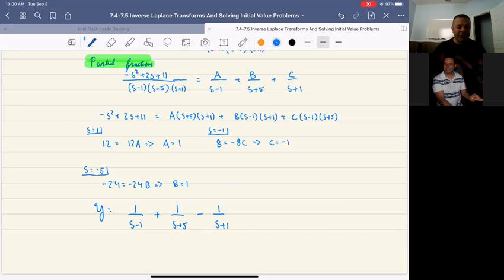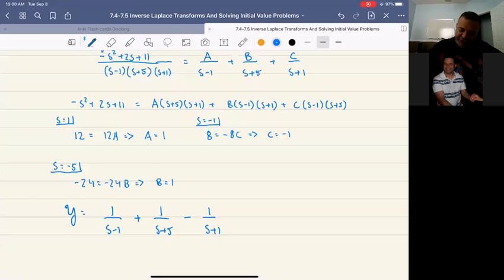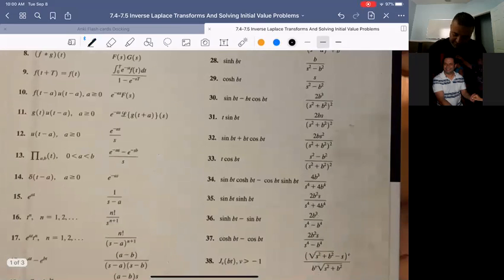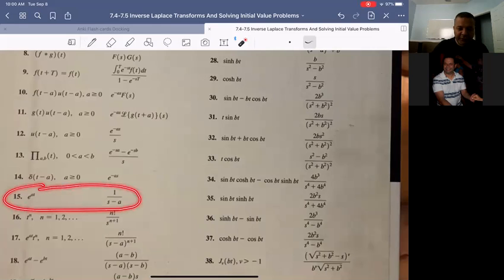And we remember the Laplace transform we're going to use is that the Laplace transform of e to the at equals 1 over s minus a. I think that's it. Let me just check. Yep, right here. Laplace transform of e to the at is 1 over s minus a.